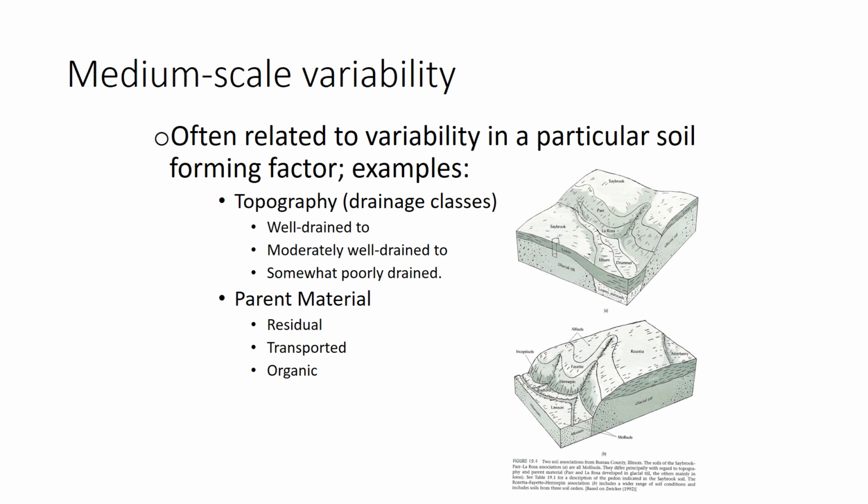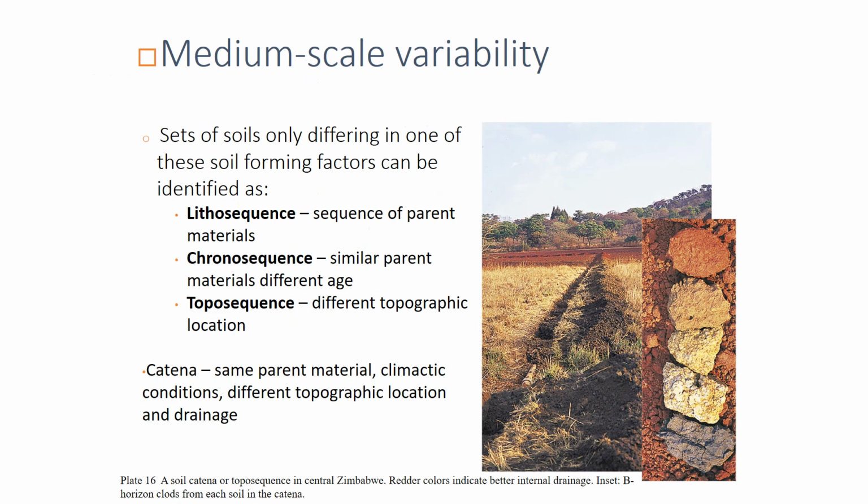Medium scale variability often relates to particular soil forming factors, such as topography. Topography offers differing drainage classes, from well-drained areas of the soil to moderately well-drained to somewhat poorly drained areas. Generally speaking, the lower on the landscape that you get, the more poorly drained your soil is going to be, although there may be anomalies to that. Parent material can include residual, transported, and organic parent materials.